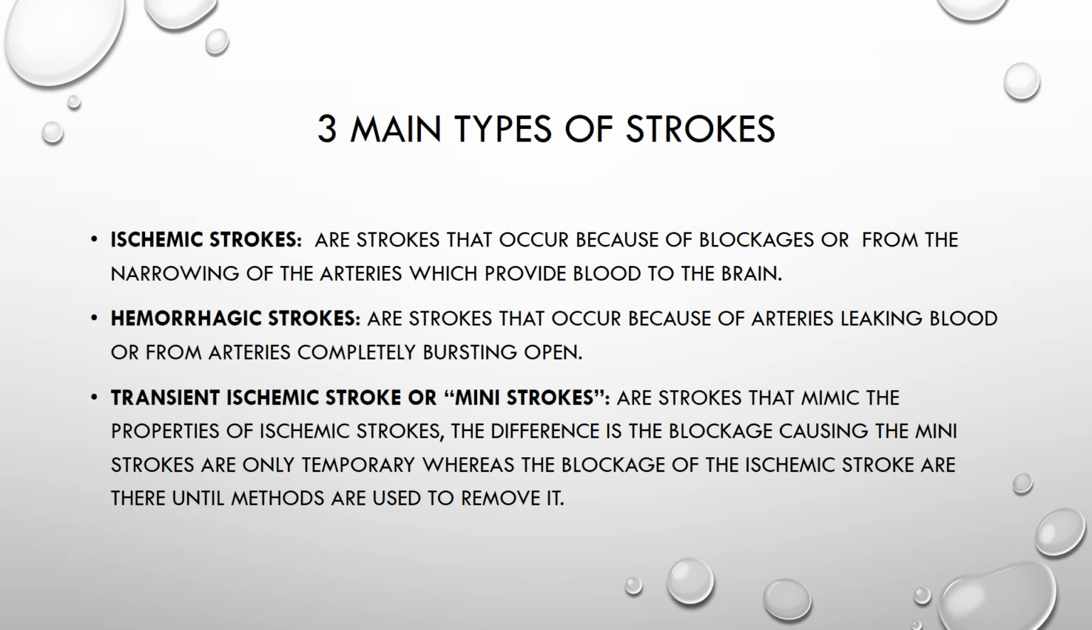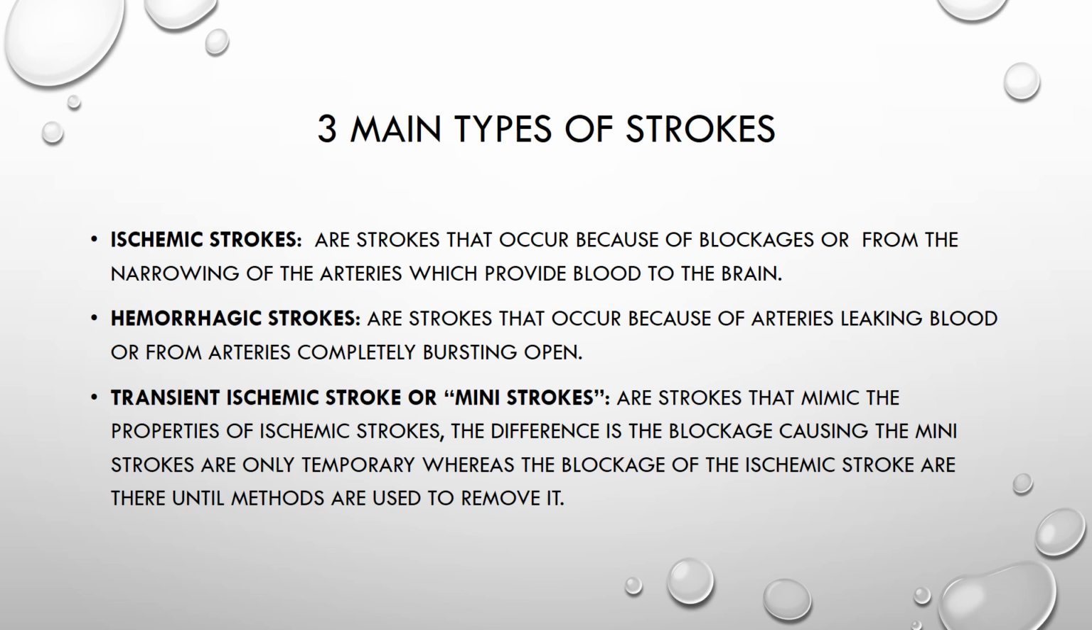Hemorrhagic strokes are strokes that occur because of arteries leaking blood or from arteries completely bursting open. The leaked blood can put pressure on brain cells and cause them damage. This blood can spill into the space between the brain and the skull. Arteries can be weakened by several things. Hypertension, which is a big one. There's also trauma and aneurysms that can cause this deficiency in the arteries.